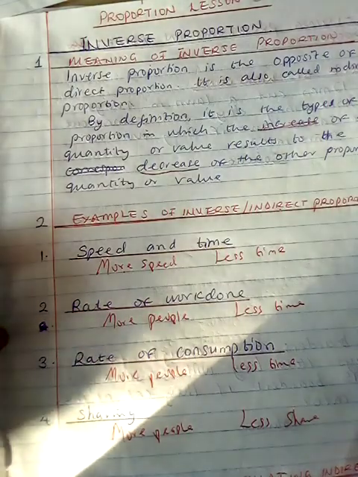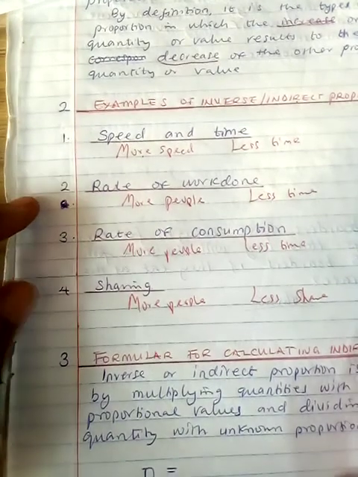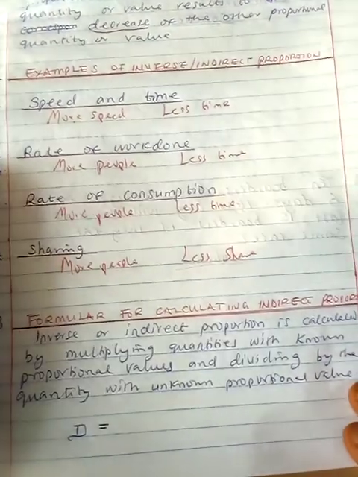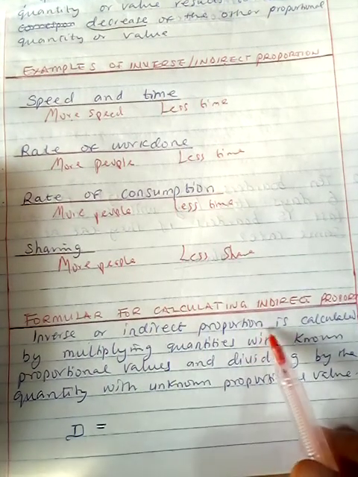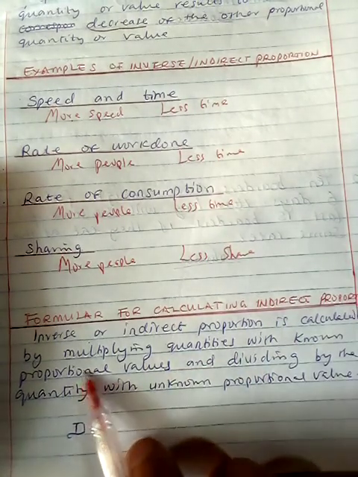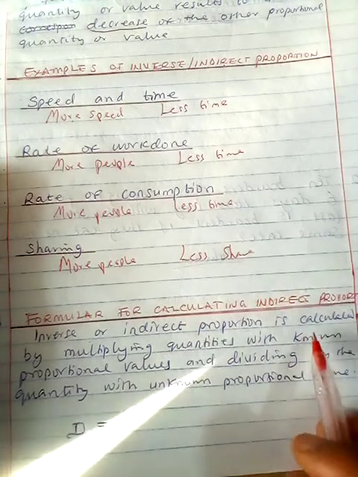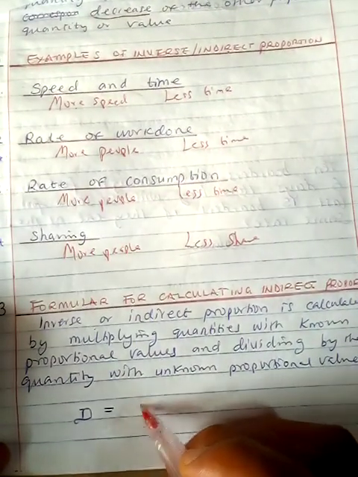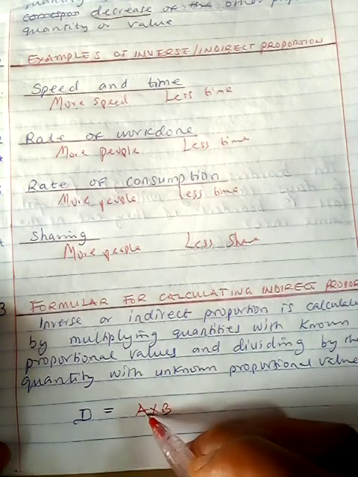And then we are going to have the formula for calculating our indirect proportion. The formula is saying inverse or indirect proportion is calculated by multiplying quantities with known proportional values and dividing by the quantity with unknown proportional value. So in this case, our D is going to be A times B. Before, in the direct proportion, it was A over B.